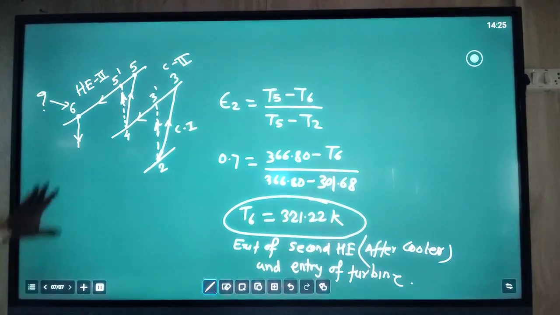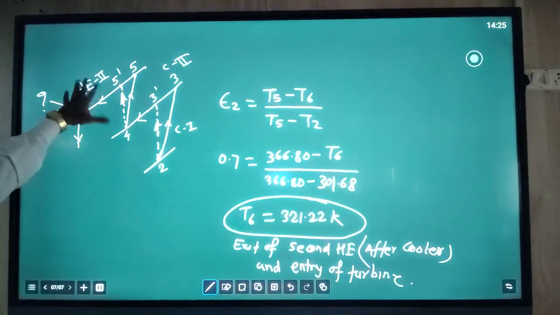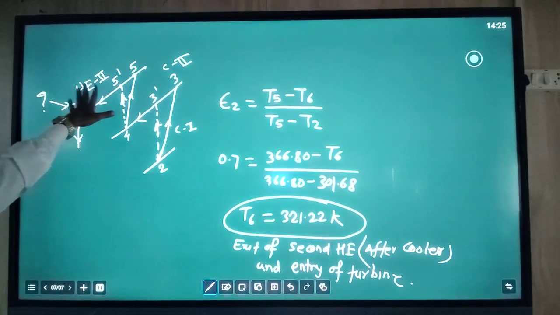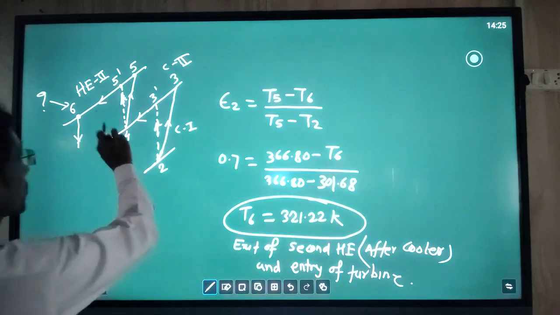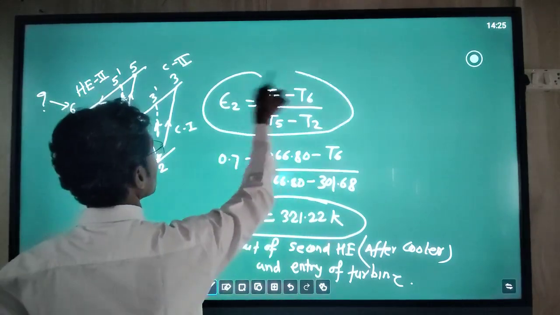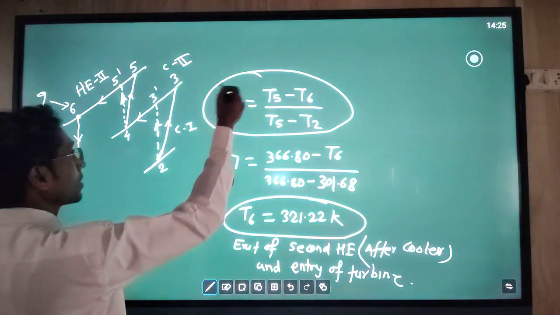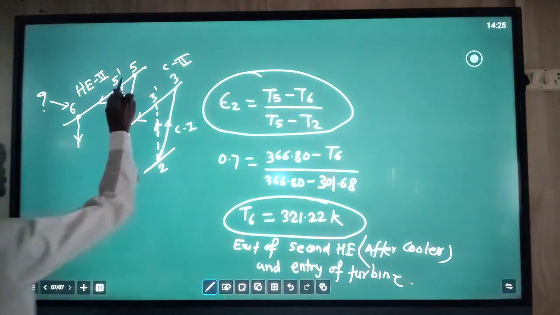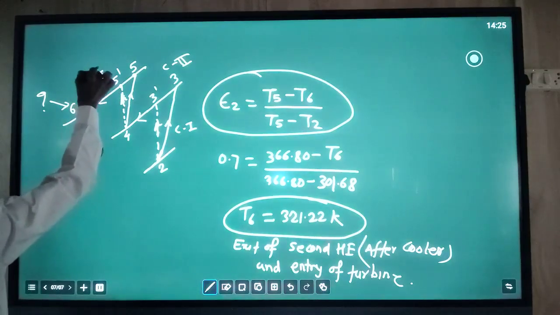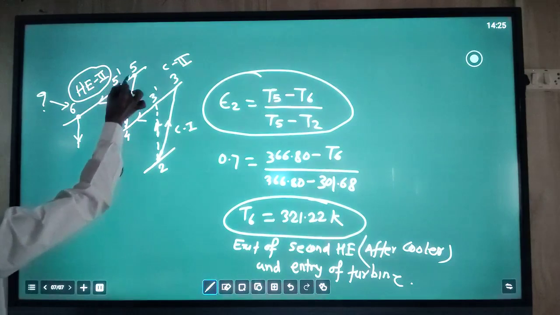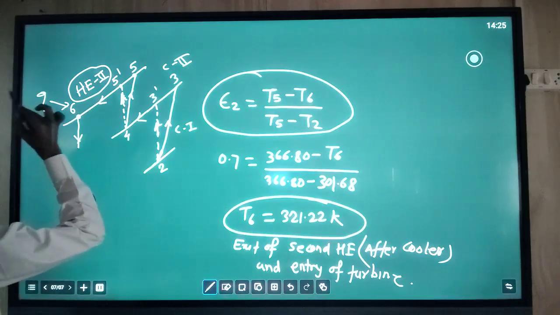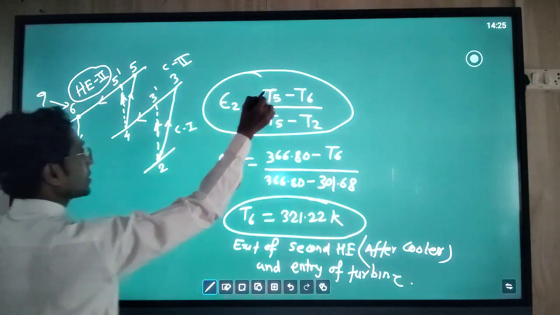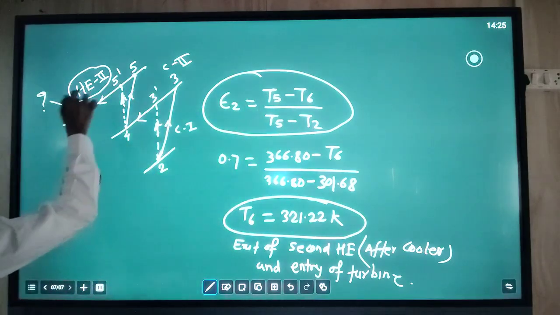So here we have seen this is the second heat exchanger process, occurring from point number 5 to 6. Here the unknown is point 6. That is why we have to use the formula for heat exchanger effectiveness. What is effectiveness? Here the after cooler, heat exchanger 2, is removing heat from the air. Thus the temperature of air from point 5 is reduced to point 6. So T5 minus T6 is the output of the heat exchanger.